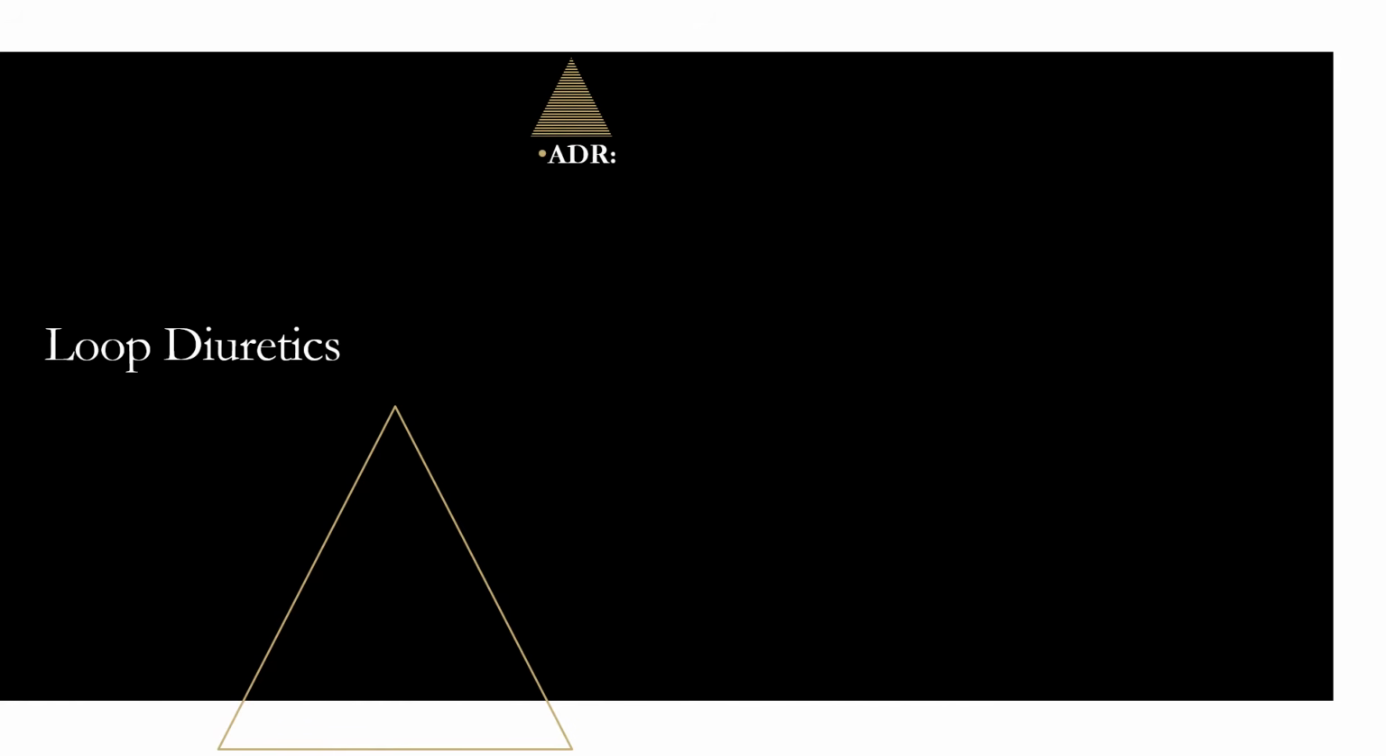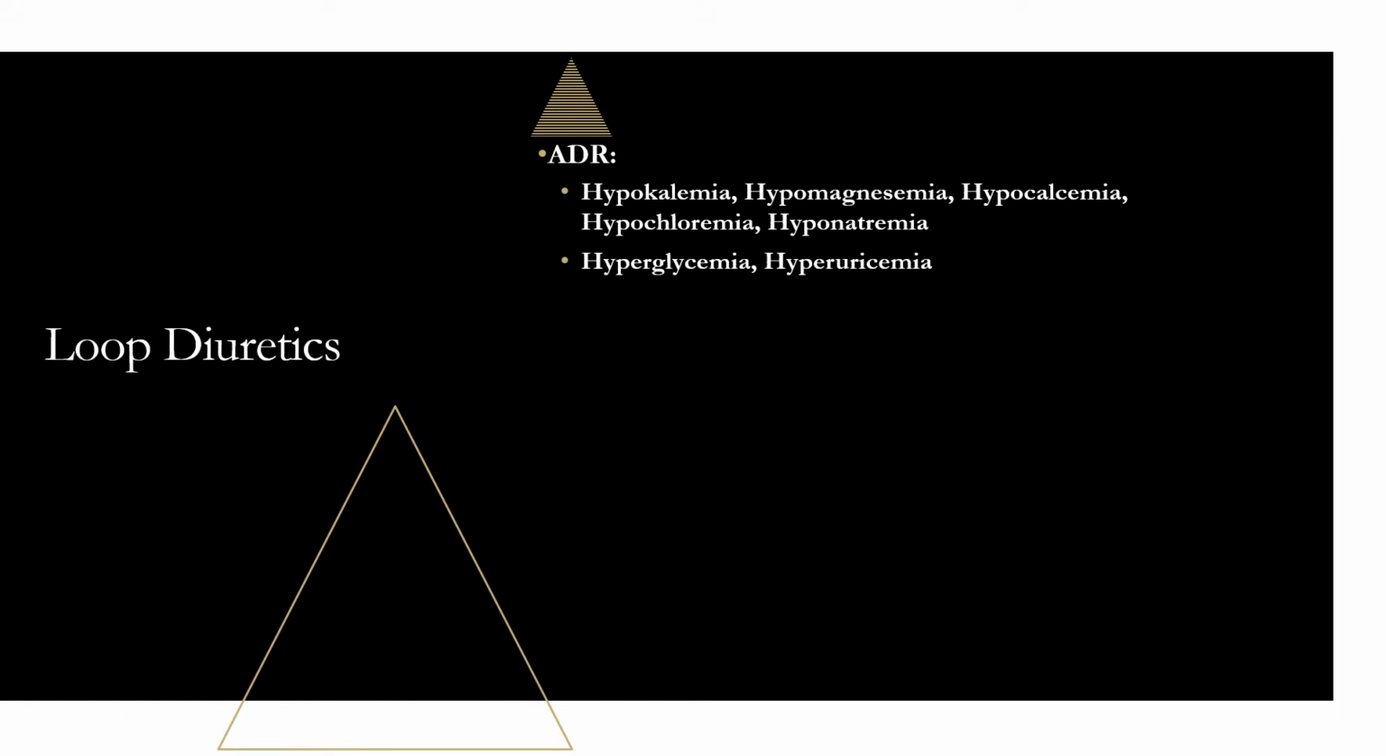Now, loop diuretics, as far as their adverse drug reactions, all of those things that I said were inhibited from being reabsorbed into the body are going to be things that are decreased. So hypokalemia, hypomagnesemia, hypocalcemia, hypochloremia, and hyponatremia can all be low, obviously, because they're being stopped from being reabsorbed into the body. The only 2 things that are going up are going to be hyperglycemia, your blood sugar, and then hyperuricemia, so your uric acid.